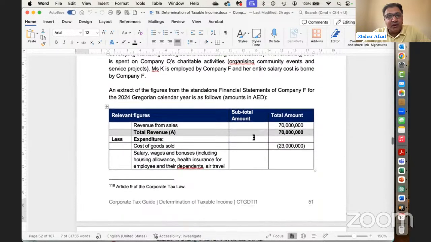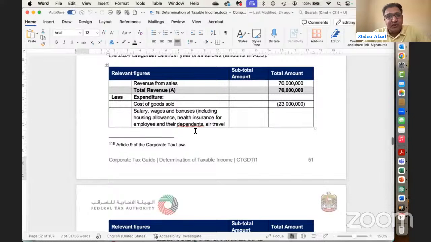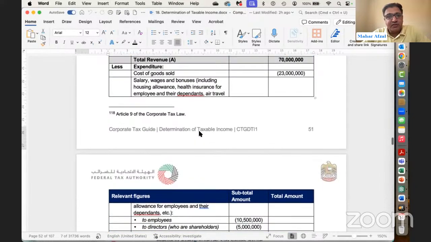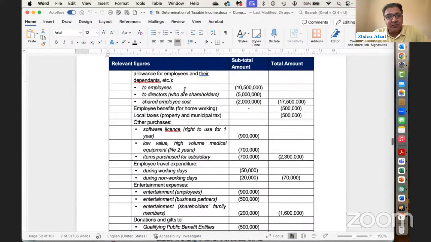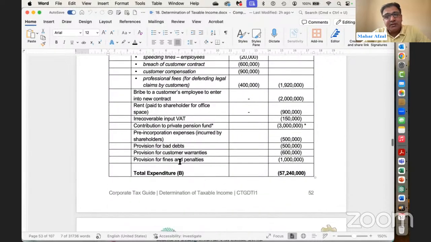Now they have given further information as well. This information is revenue of the company, expenditure, cost of goods sold, and all the employee related expenses. What is this exactly? This is your profit and loss account that you've taken from the financial statement. This is what I was asking.